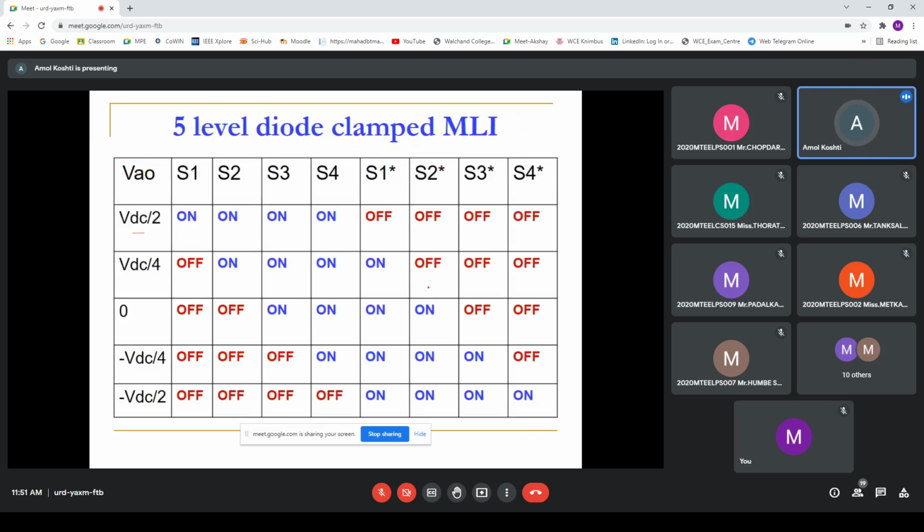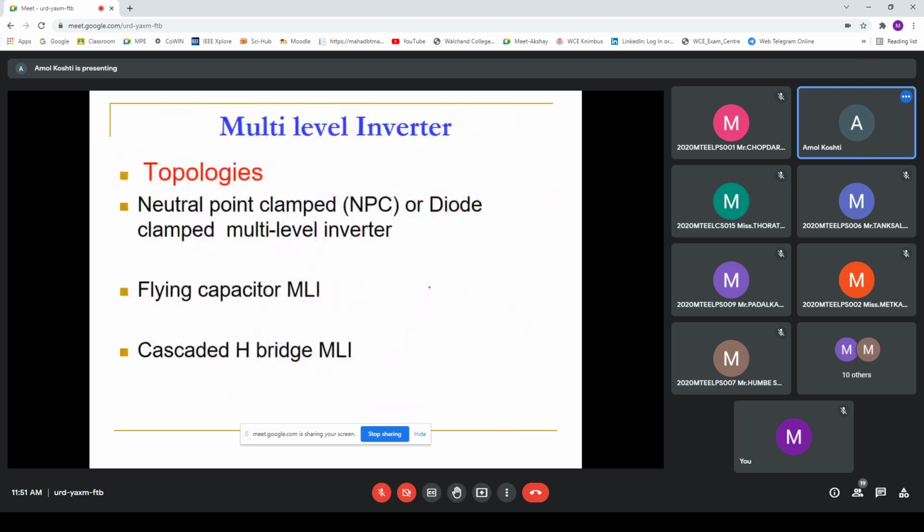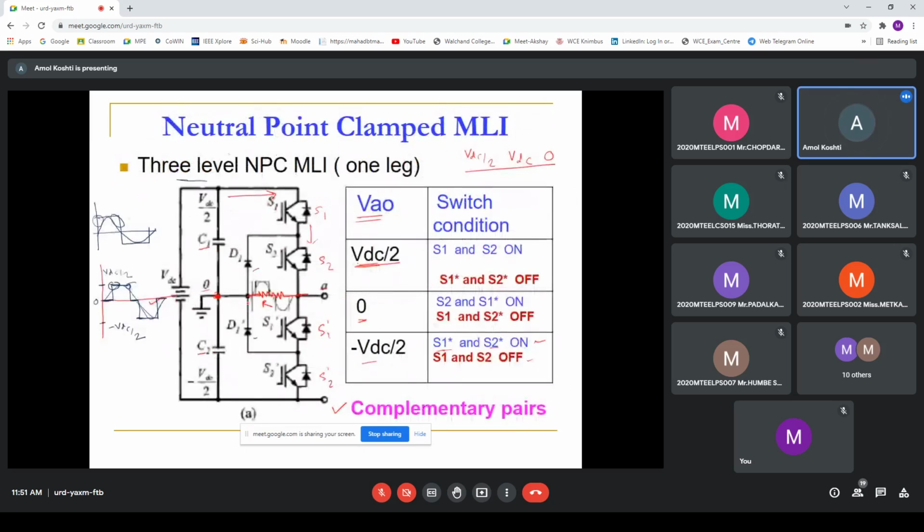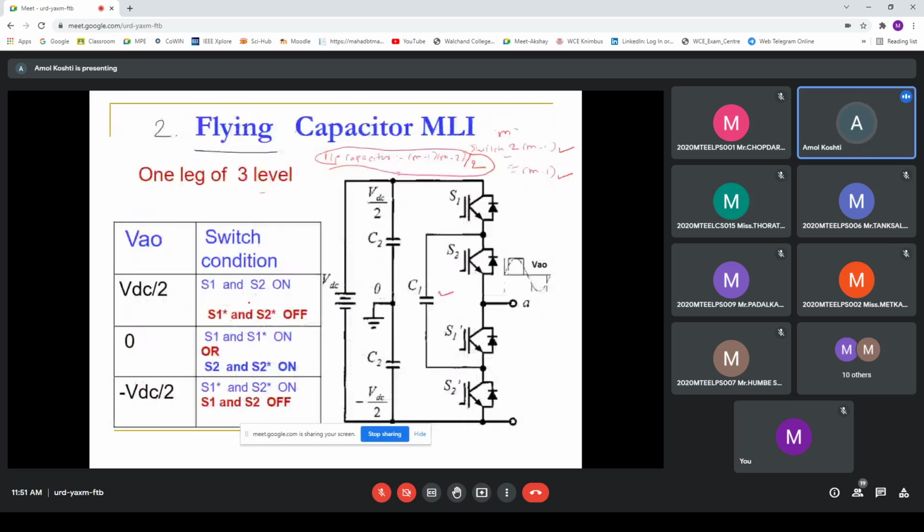If you refer to the previous one, the 3 level inverter, here you can see we have 2 diodes. Instead of these 2, we have connected only one capacitor here, with reference to the formulas of this flying capacitor inverter.